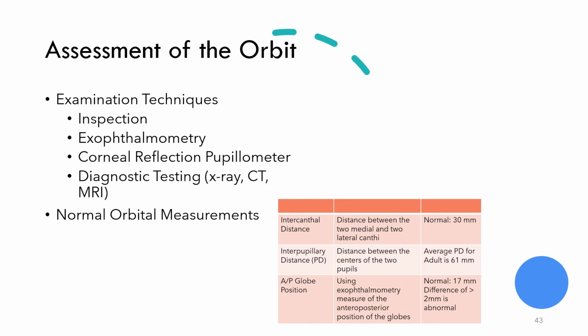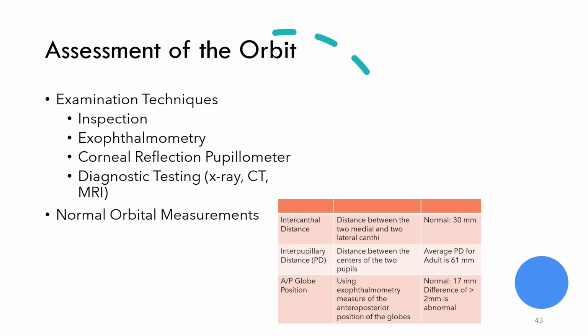There are some normal orbital measurements. The intercanthal distance, or the distance between the two medial and two lateral canthi, is considered normal at 30 millimeters. The interpupillary distance, or PD, is the distance between the center of the two pupils. An average PD for an adult is 61, but it can vary.